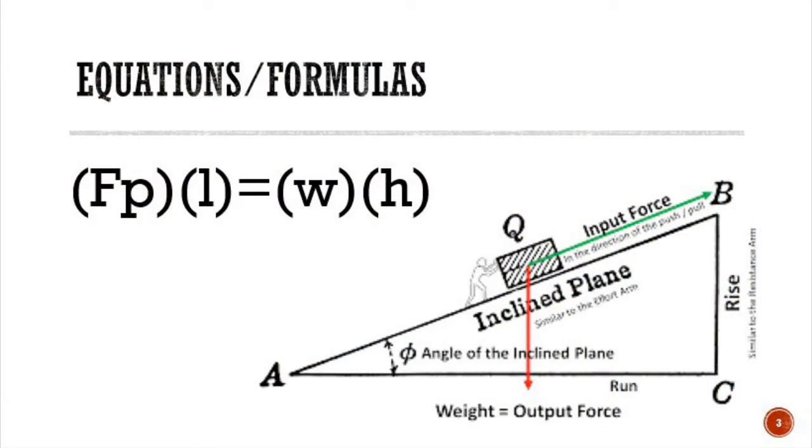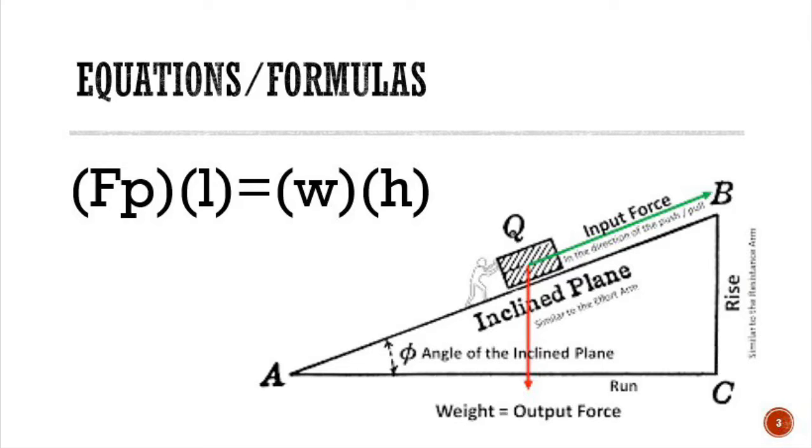Okay, the inclined plane formula will be Fp times L equals W times H. Fp means force, L means length, W means work, and H means height. And we don't have to forget that force always needs to be in newtons, as much as the work, and the length and height should always be in meters.